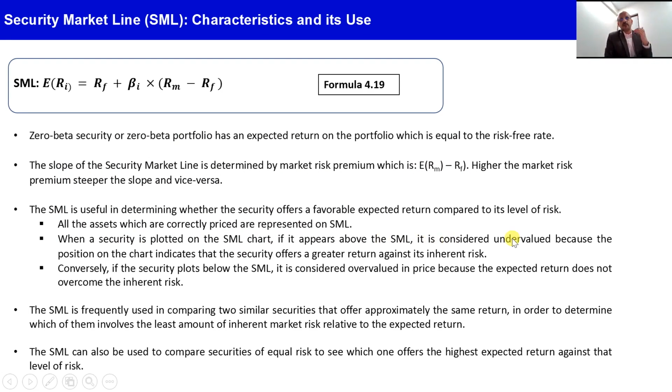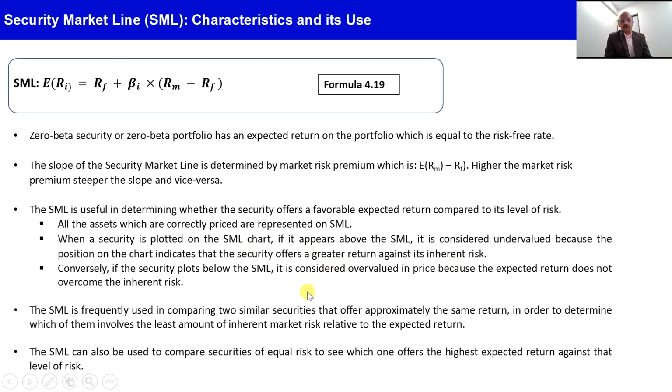Why is it undervalued? Because at that point in time it is generating a higher return for a given level of risk. So it is considered undervalued. On the contrary, if the asset is plotted below the SML, that means it is overvalued. Why is it overvalued? Because at that level of price, the expected return is lower for a given level of risk in that asset.